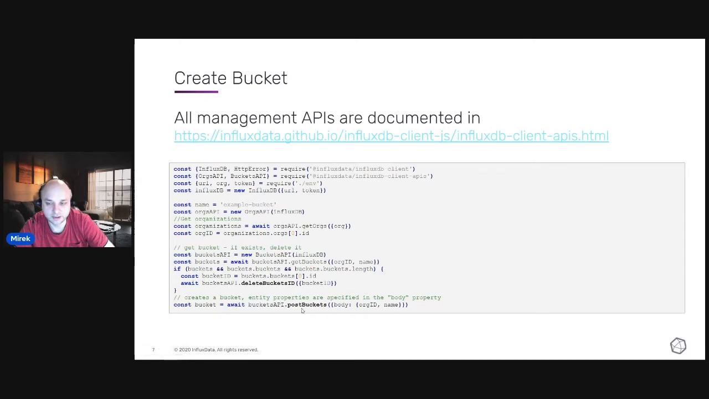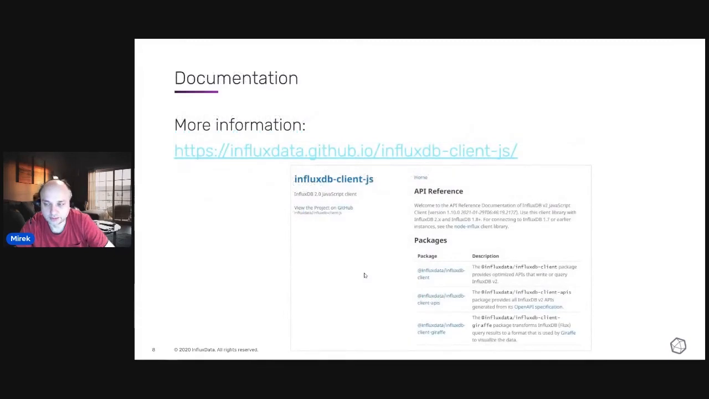And then the next function is create the bucket, or post the bucket. It's named post the bucket, but it creates the bucket. So very similar functions are there for creation of API tokens and so on. Documentation, I already mentioned, is on GitHub. All the libraries are available on GitHub, including the documentation.